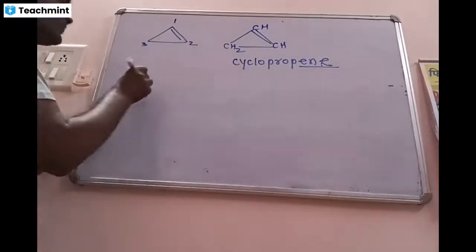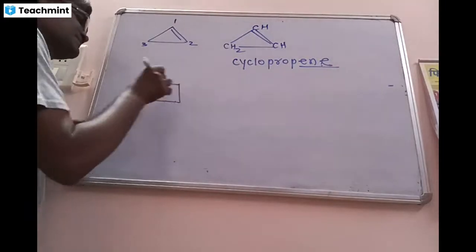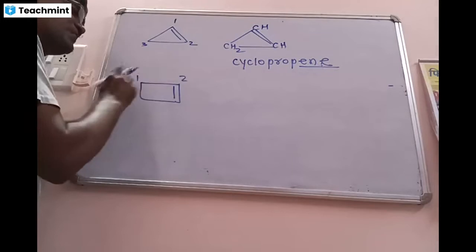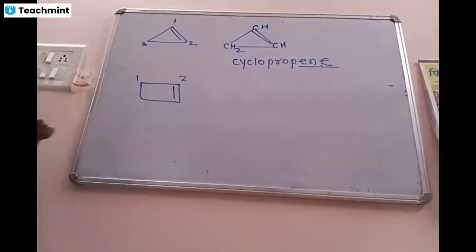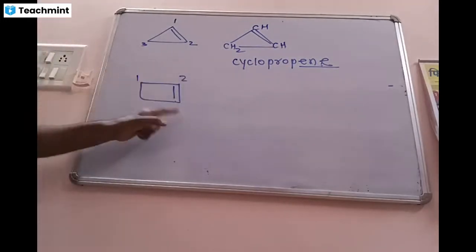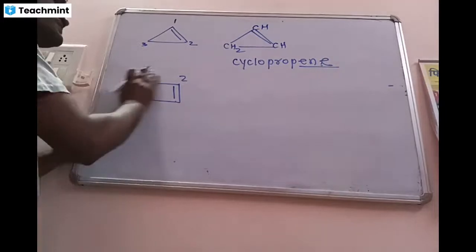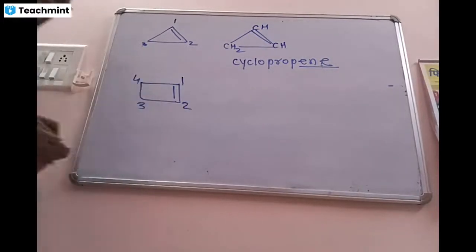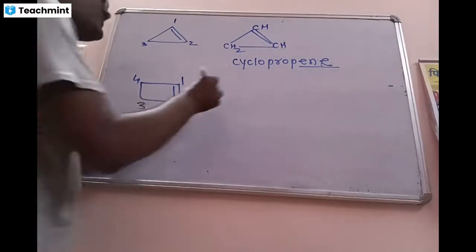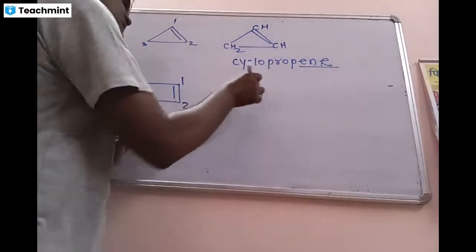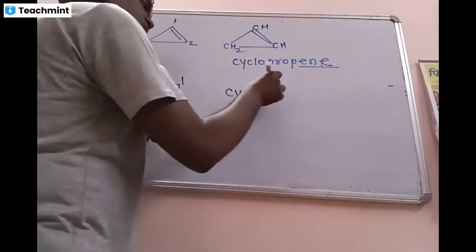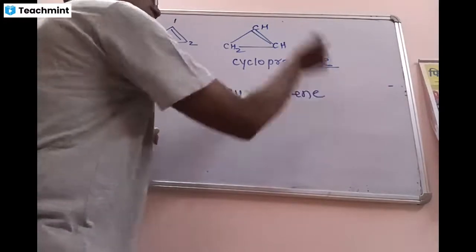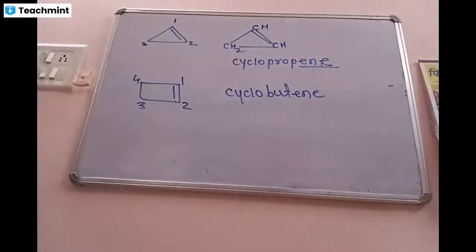Okay. Now you go for this. 1, 2. Will it be correct? No. That should start from this one. Now correct. So this is what? Cyclobutane. This is cyclobutane.